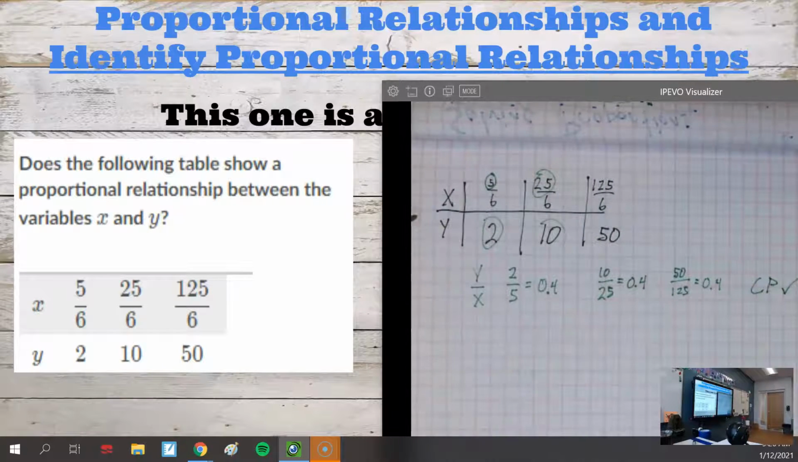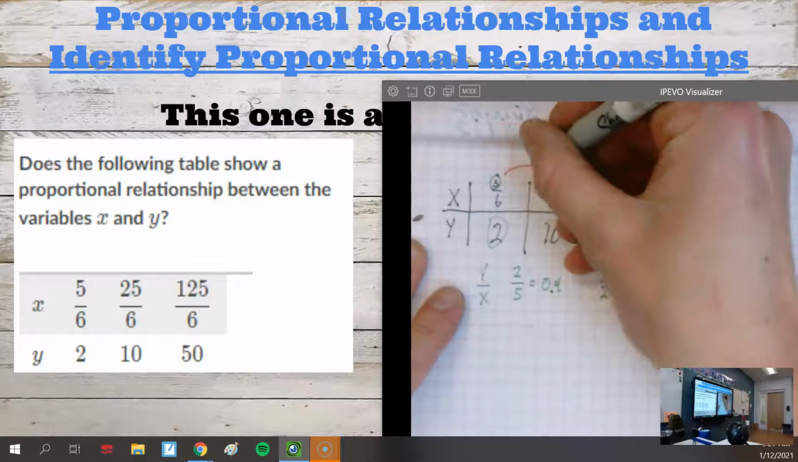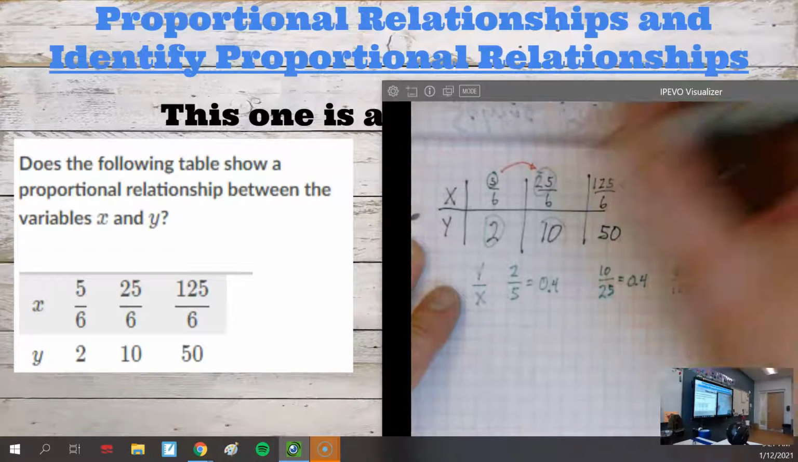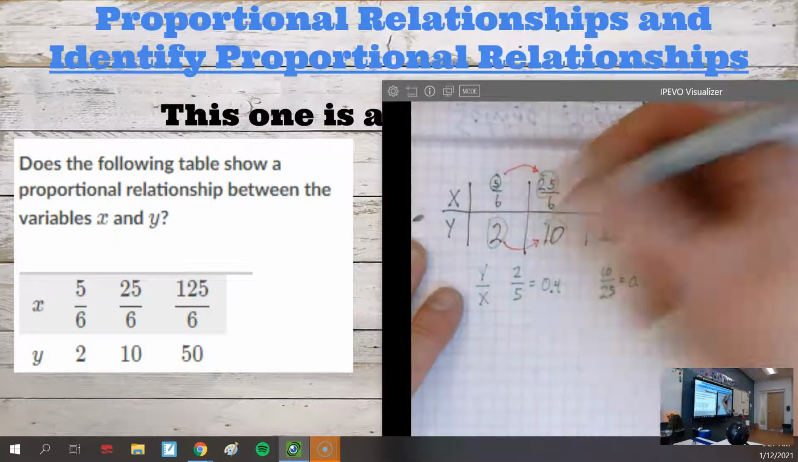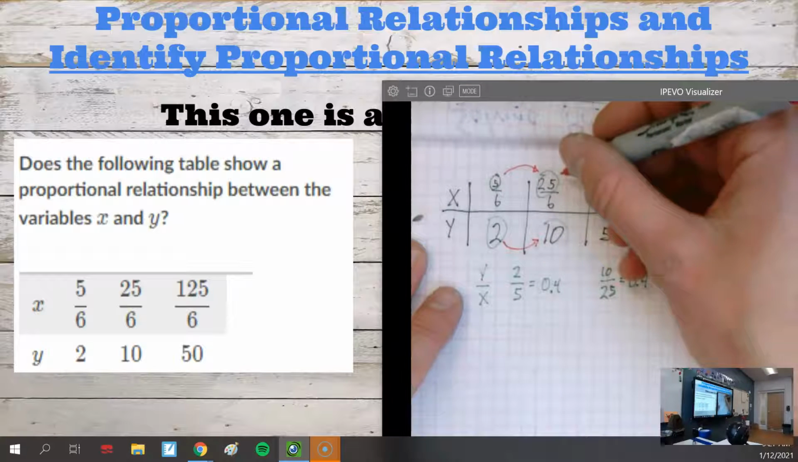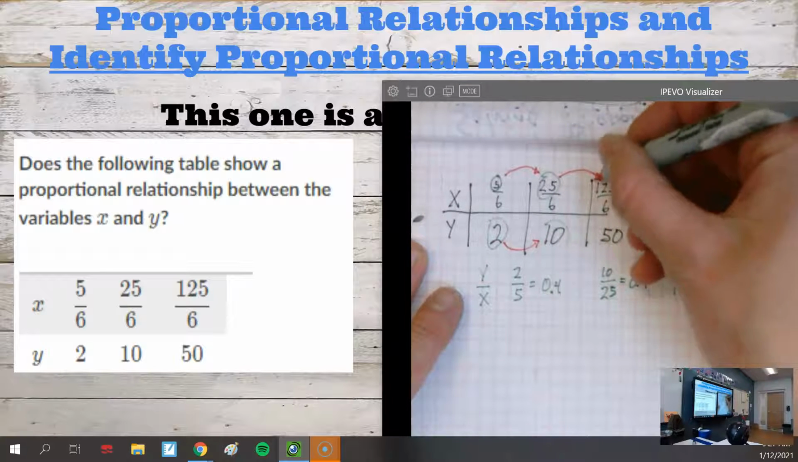Now check the outside of the table. How do I go from 5 to 25? Times 5. Is this also times 5? Yeah. How do I go from 25 to 125?